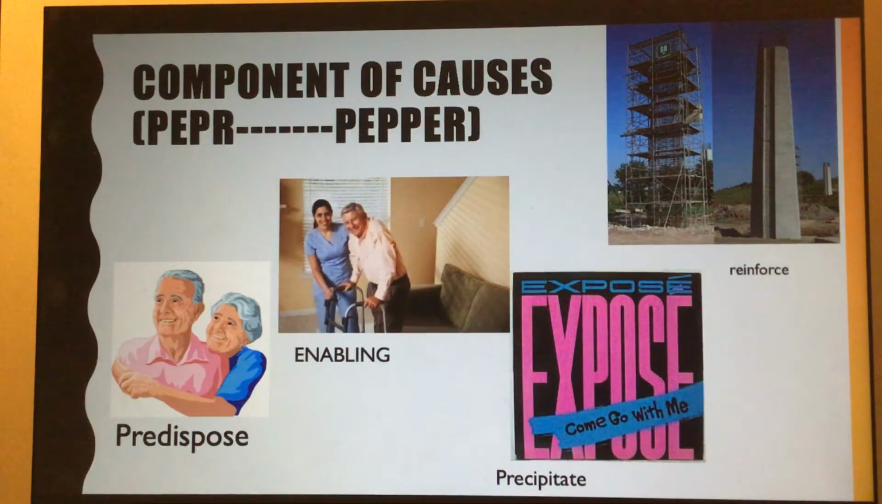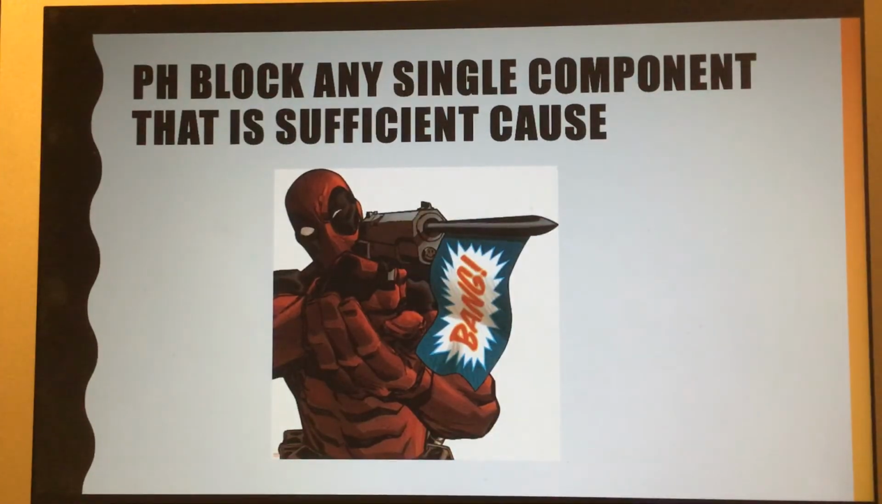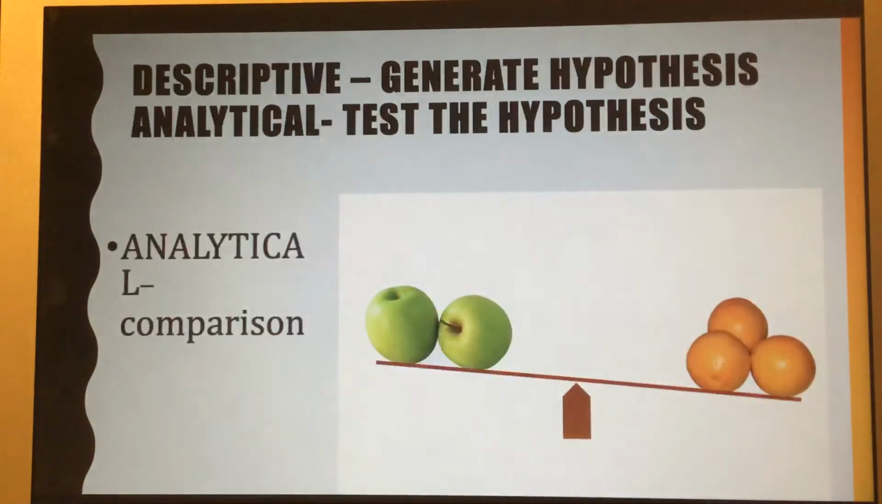So that is reinforce. So first, public health will block any single component that is sufficient cause. So sufficient cause is the cause that might be accumulated over time and is sufficient to cause the disease. So public health will try to prevent or control the disease by looking into the sufficient causes and how we can reduce these sufficient causes.